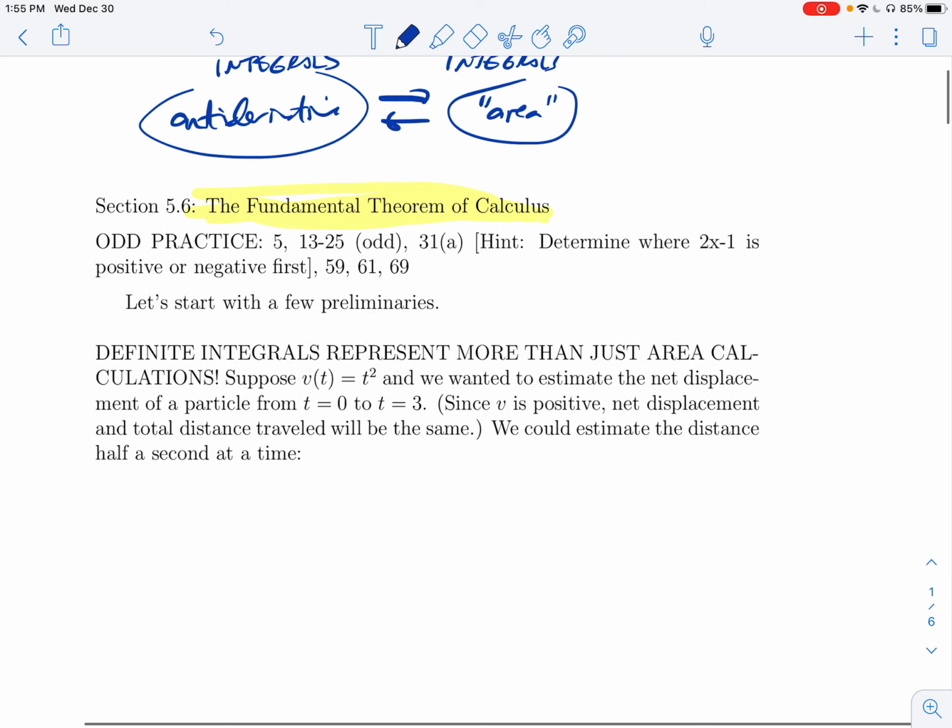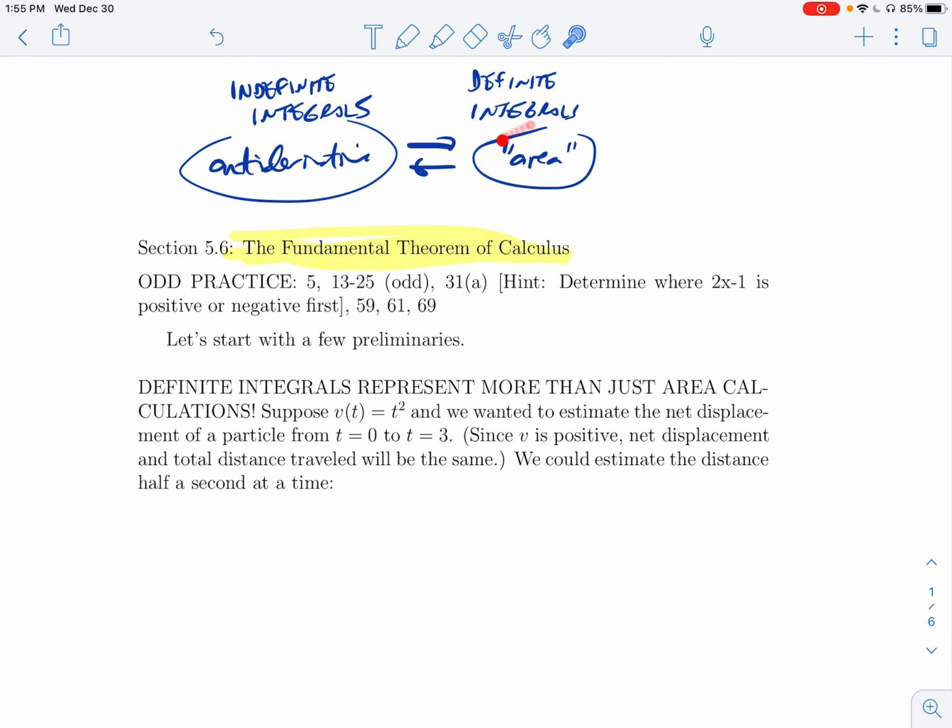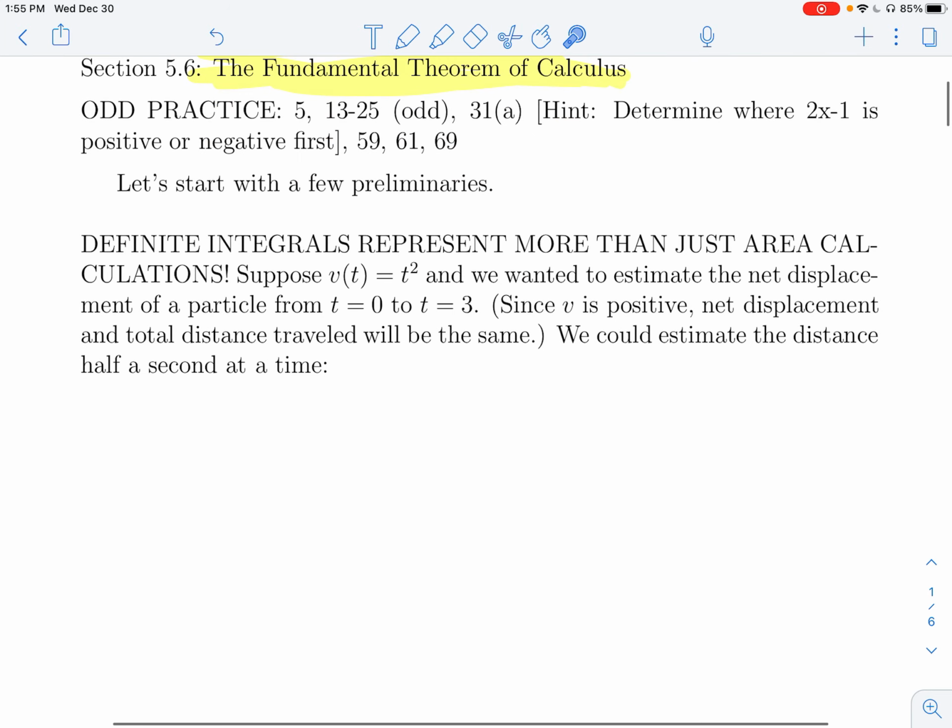Now, I said here definite integrals are "area," and I put that in quotes. I want you to really understand that definite integrals represent more than just area calculations. Area is our go-to example of something we can do with a definite integral, but I promise there are a lot of deeper things. So let me try to get you to understand that.